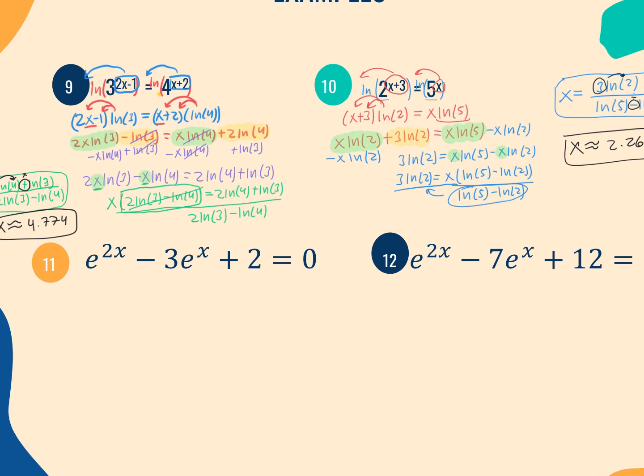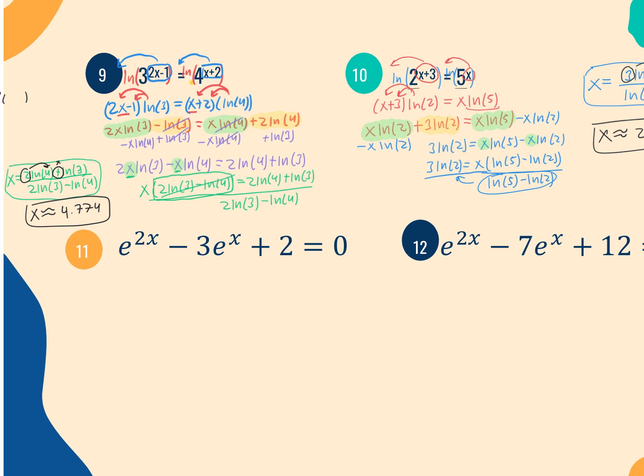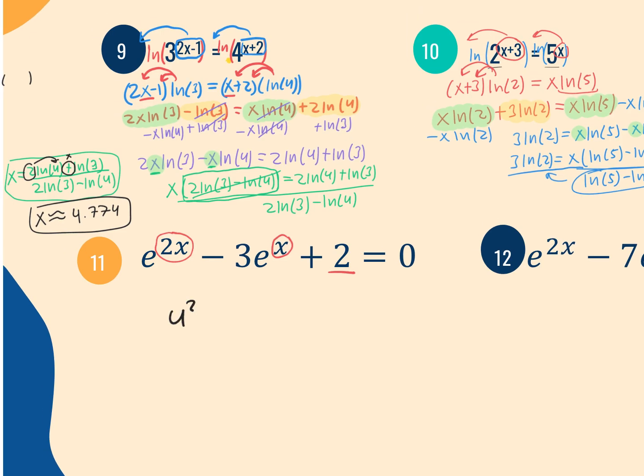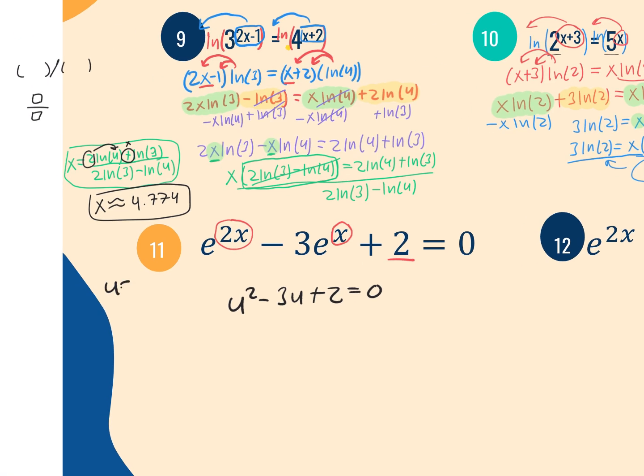So now let's try these last two problems. They look a little strange, right? Just because you have e's, but you also have constants with them. What should catch your eye is that this e has an exponent that is double the other e, and you have a constant. This should tell you that you can write this in the form of a quadratic. I can write this as u squared minus 3u plus 2 equals 0, where u equals e to the x. So we would just solve this as normal.